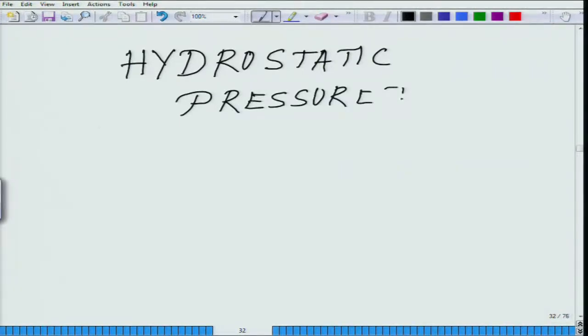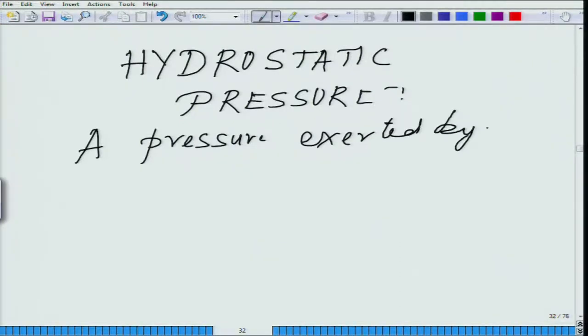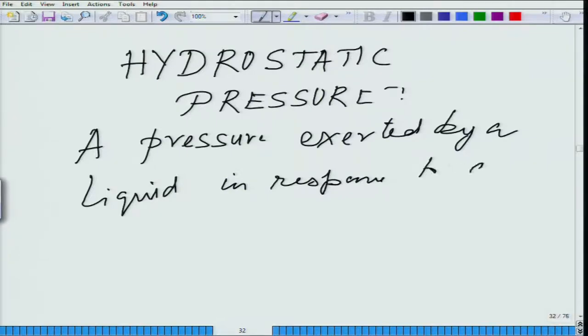Hydrostatic pressure is a pressure exerted by a liquid in response to an applied force.